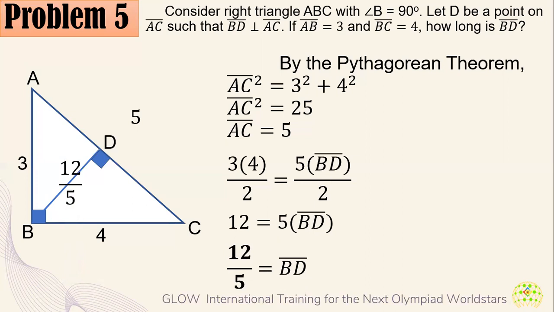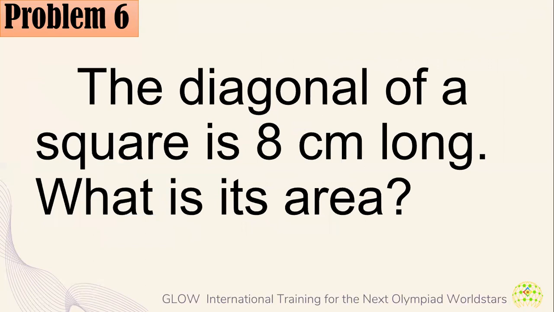Number 6. The diagonal of a square is 8 centimeters long. What is its area? There are many ways of doing this. Others would utilize the Pythagorean theorem to solve for the length of a side, and after getting the length of a side, they will just square the result. No problem with that. But right now, I will present to you another way of doing that.